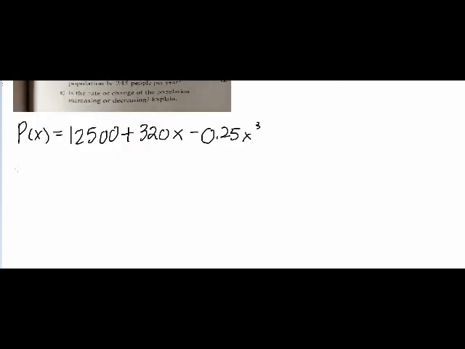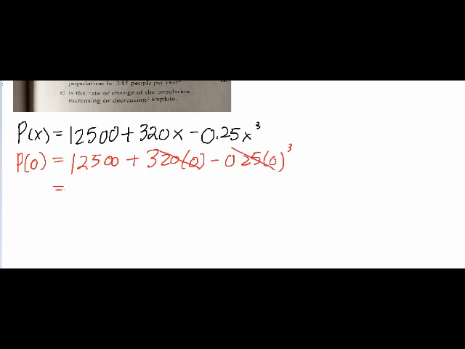So let's do that. Let's rewrite our equation down here. P(x) is equal to 12,500 + 320x - 0.25x³. If we're trying to find the initial population, we need to find P(0). Whenever we see an x in the function, we substitute it with 0. So that turns out to be 12,500 + 320 times 0 - 0.25 times 0 cubed. That becomes 0, that becomes 0, and we're left with 12,500.